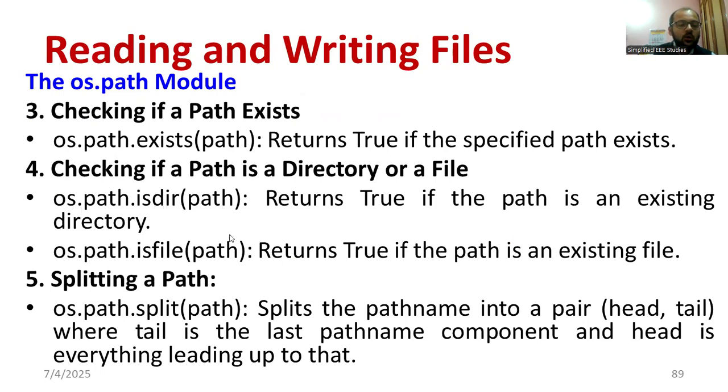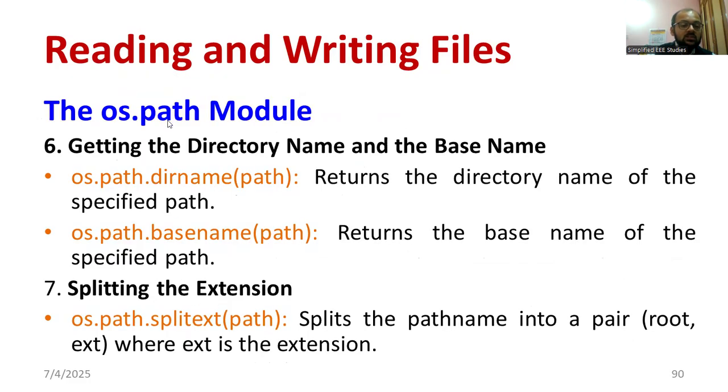These are the summary which I already discussed. Check whether the path is a file, then os.path.isfile, then the name of the file path you have to mention. Then you will be getting a true answer if it is a real file. Splitting the path, os.path.split, then you need to pass the argument, then it will be divided.